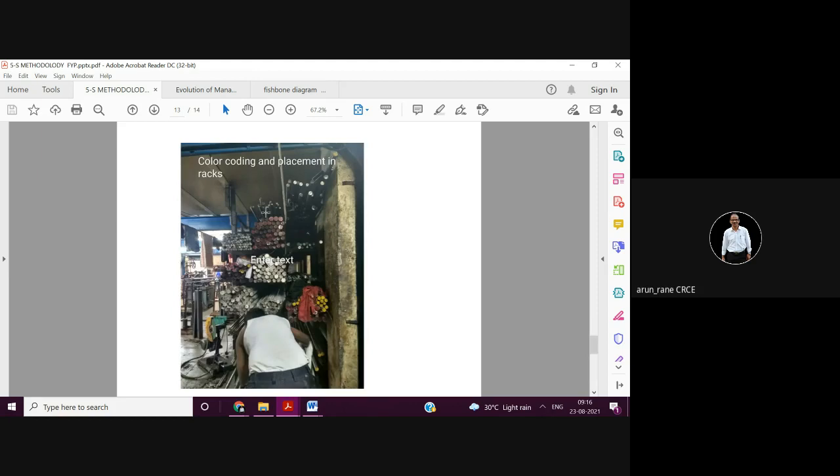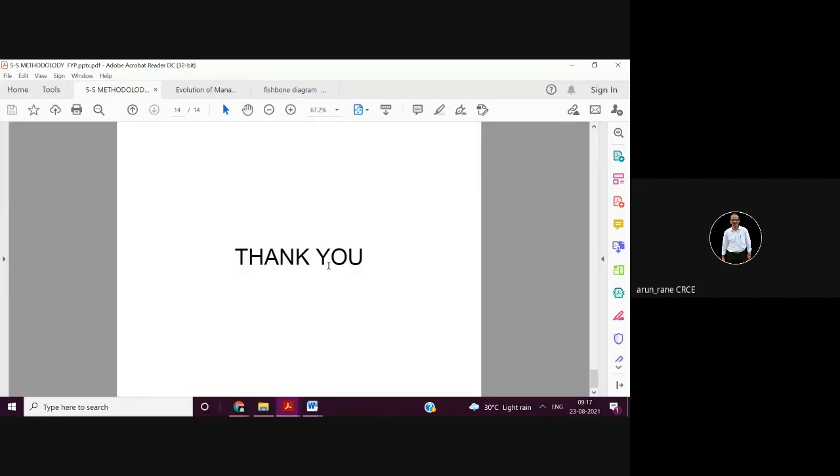This is what I was talking about, the color coding. Like you can give the colors. Generally, yellow color is for the MS round bars. Safety is also most important. So that's why many times a cloth is also tied when it is being transported on trucks, or if it is stacked also, so that it can be identified very easily from a distance. So this was 5S.